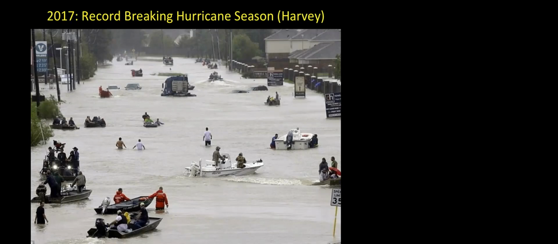It's not that we didn't used to have big hurricanes. It's that the big hurricanes today dump more rain because there's more moisture in the atmosphere because the atmosphere is warmer.